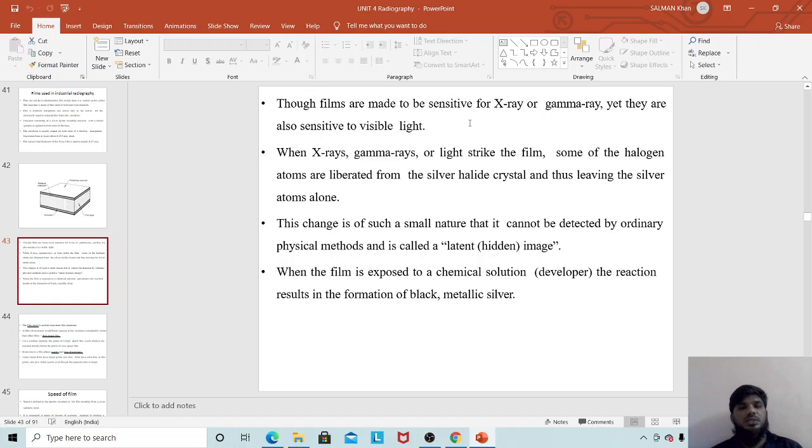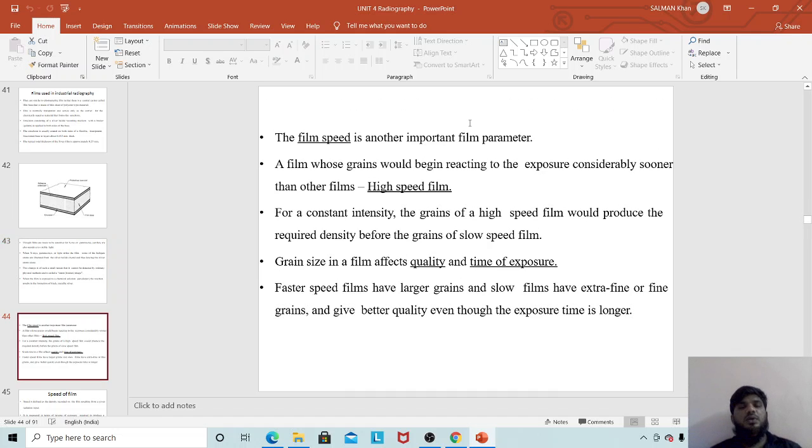Okay. So this small change in the nature of the halide can be visualized in the film, and the film is exposed to chemical solutions, that is the developing of the film, to form the image, where we can see the reactions in the areas exposed to the X-rays. They will be in one form, and the areas which are not exposed will be formed in another way. Okay. This completely depends upon the film speed, how the film is going to be captured.